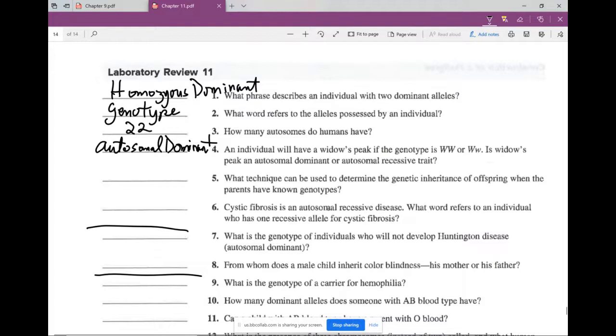What technique can be used to determine the genetic inheritance of offspring when both parents have known genotypes? Use the Punnett square again. I feel like we got that question asked before. Punnett square. Cystic fibrosis is an autosomal recessive disease. What word refers to an individual who has one recessive allele for cystic fibrosis?